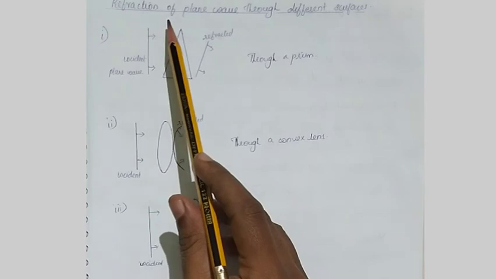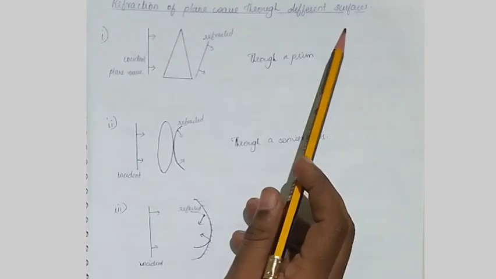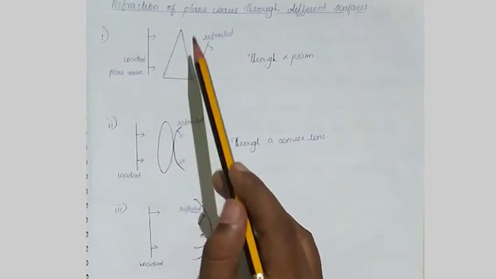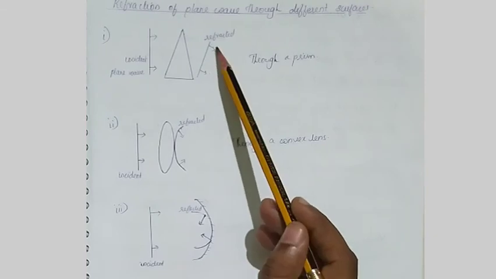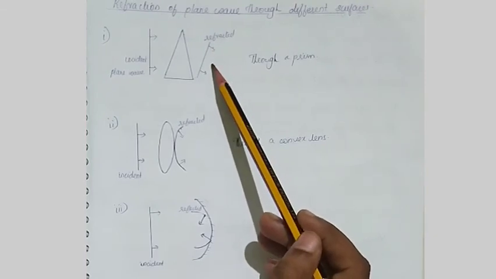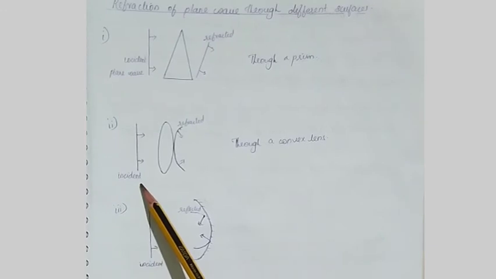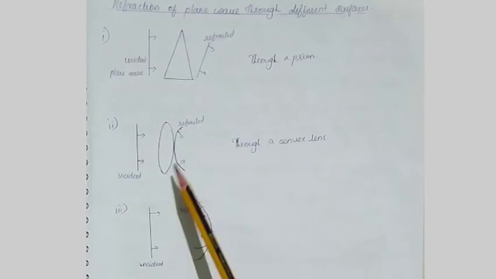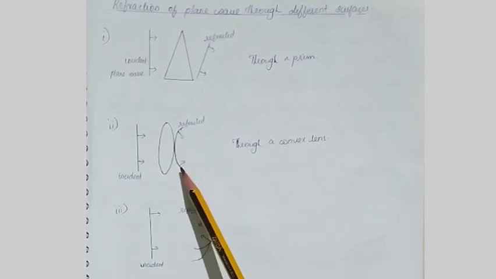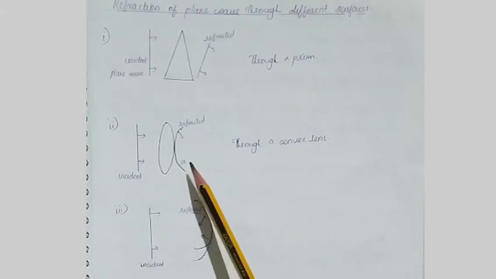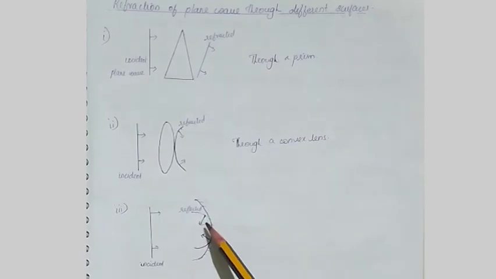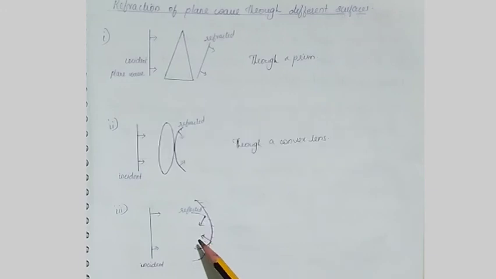Now we are going to analyze the refraction of a plane wave through different surfaces. So if we have an incident plane wave passing through a prism, we can see that the refracted plane wave is inclined and passes in this manner, and when the incident plane wave passes through a spherical surface, which is a convex lens here, we obtain a refracted wave that is spherical itself. Similarly, when the incident plane wave is incident on a mirror, as you can see a concave mirror here, it gets reflected back.